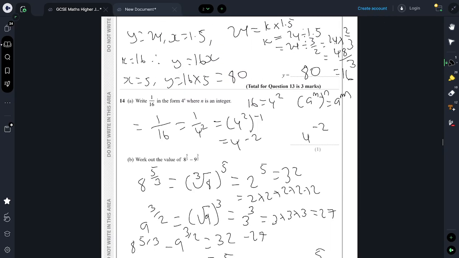Like here as well. Instead of trying, oh, how can I just subtract them? God, there's nothing there. I can't do this. You should know your index laws, right? Do them individually first. 8 to the 5 over 3 is 32. 9 to the 3 over 2 is 27. Well, then I can subtract these two numbers, can't I? And you get 5. That's your answer.